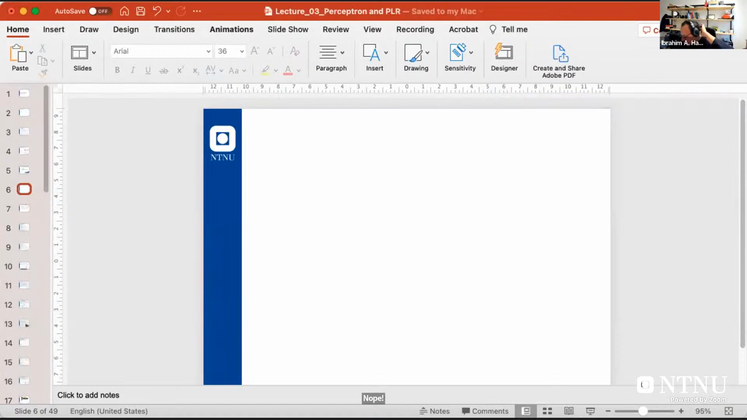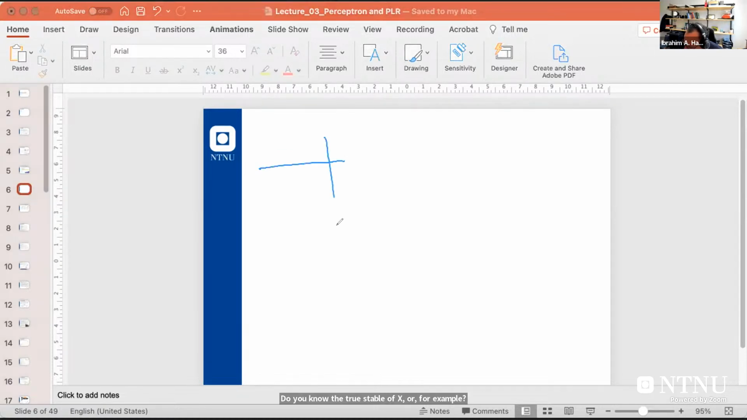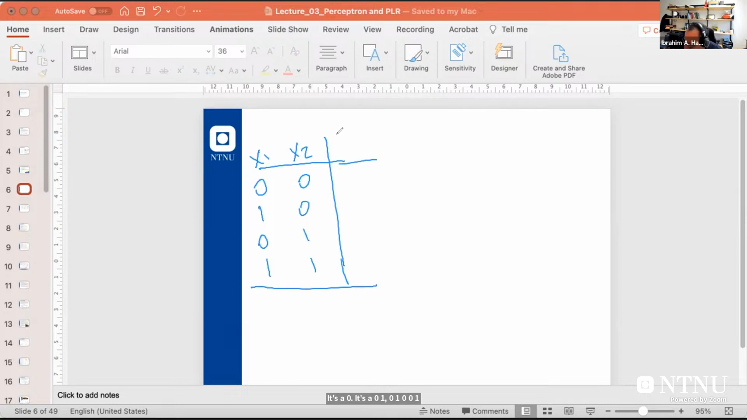So please, we will have a sample problem. Do you know the truth table of XOR, for example? So we have this table. We have two inputs, X1 and X2. This one is a 0. It's 0, 1, 0, 1, 0, 0, 1, 1. When it's AND, for example, what will be the output? It will be 0, 0, 0, 1, correct?